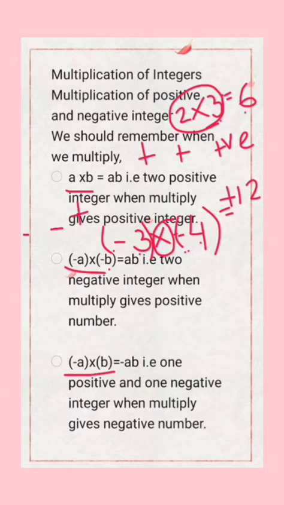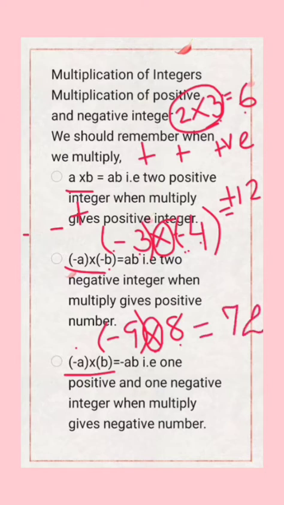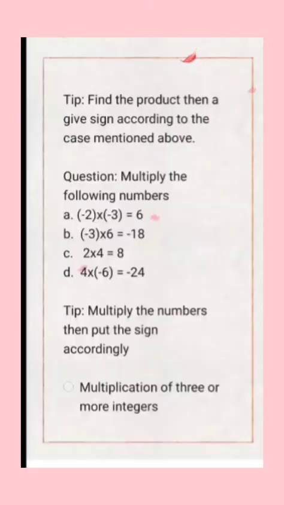And the third case is one is negative and another is positive. Let's take one example: -9 into 8. Here 9 is negative, 8 is positive, and between them which operation? Multiplication. So 9 8s are 72, and then you will decide the sign of your answer. So how could you decide? Minus into plus is minus. So your answer will be negative. I hope you understand. Let's begin with some examples so it will get clearer to you.